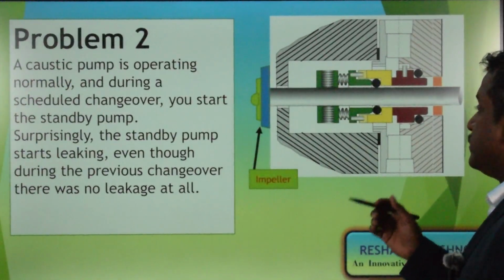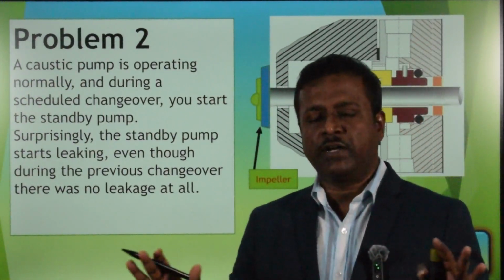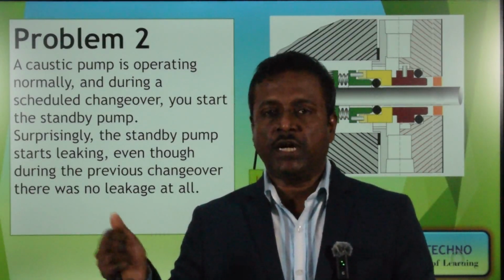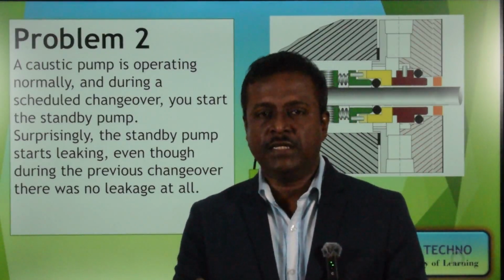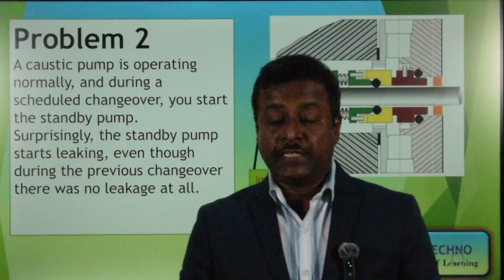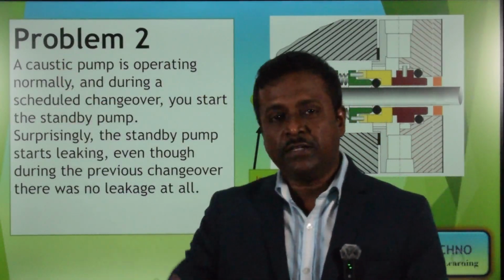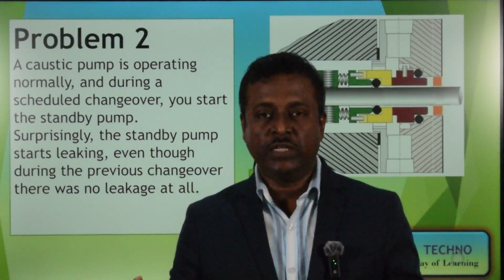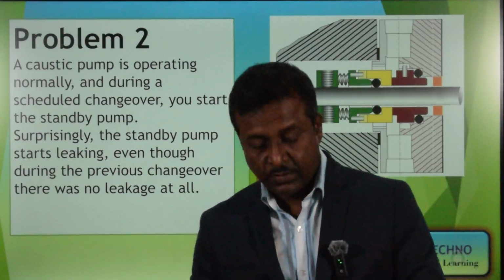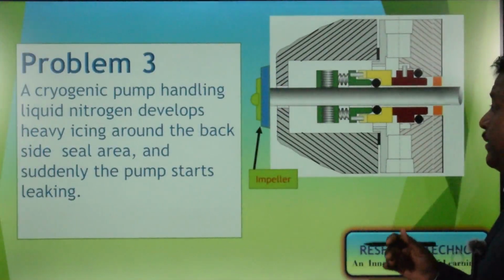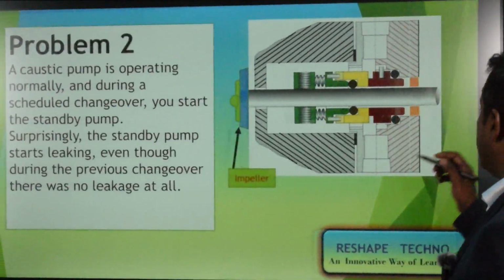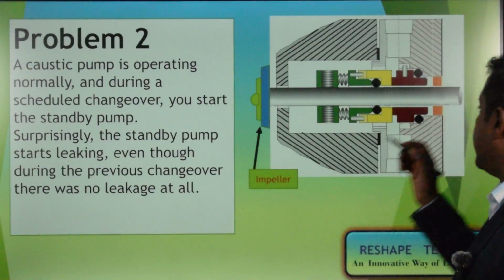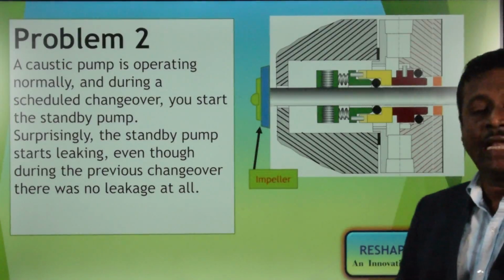Problem number 2, a caustic pump is running perfectly fine. You want to do schedule changeover of that particular pump. When you start your standby pump, it starts leaking. But surprisingly, on the previous occasion, when you changed the pump, there was no seal leakage at all. And in problem number 2, also there you find a huge crystal in the back side of the gland plate.